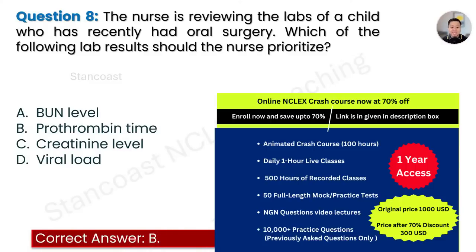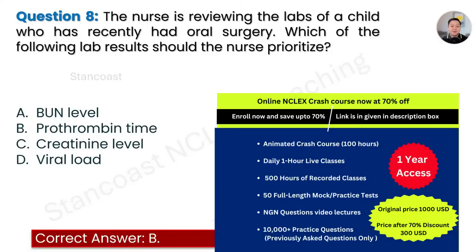The prothrombin time is a crucial indicator of the blood's ability to clot. And following oral surgery, the risk of bleeding is heightened, especially if the client has a history of coagulation disorders or possibly is on anticoagulant therapy. So monitoring the prothrombin time allows you and the team to intervene promptly if a clotting issue occurs.